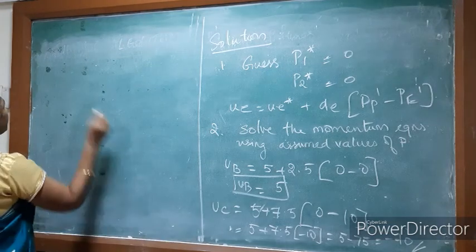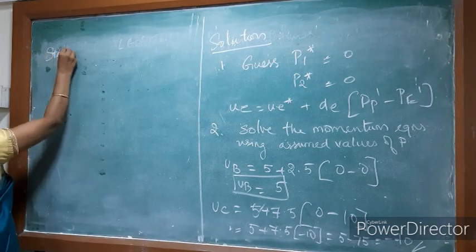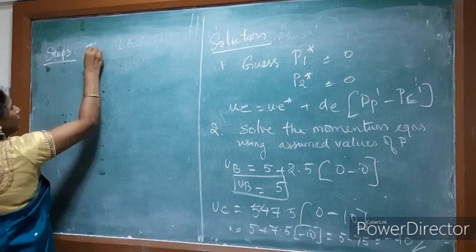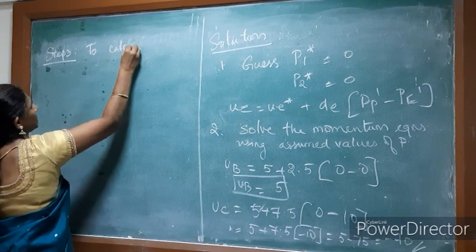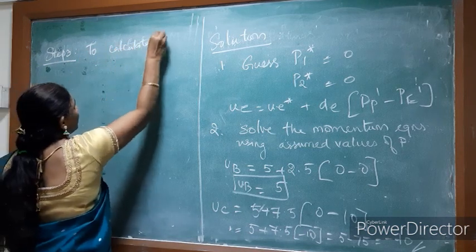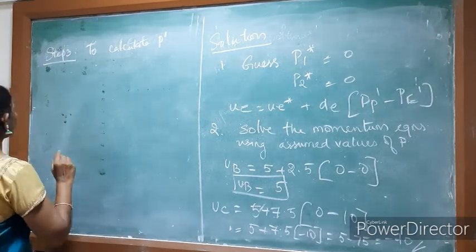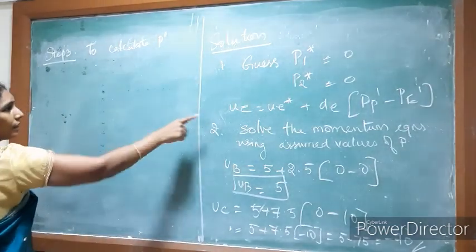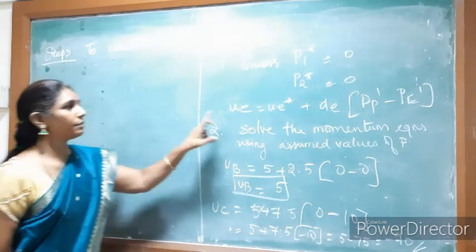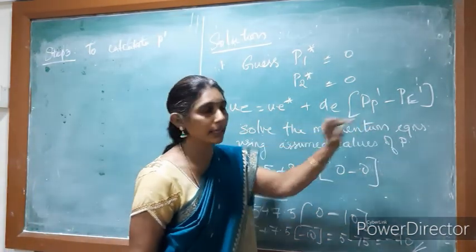Now the third step is to find out or calculate P dash. P dash is nothing but the correction factor. Now we are going to use this equation, that is UE equals U star plus DE into PP dash minus PE dash.